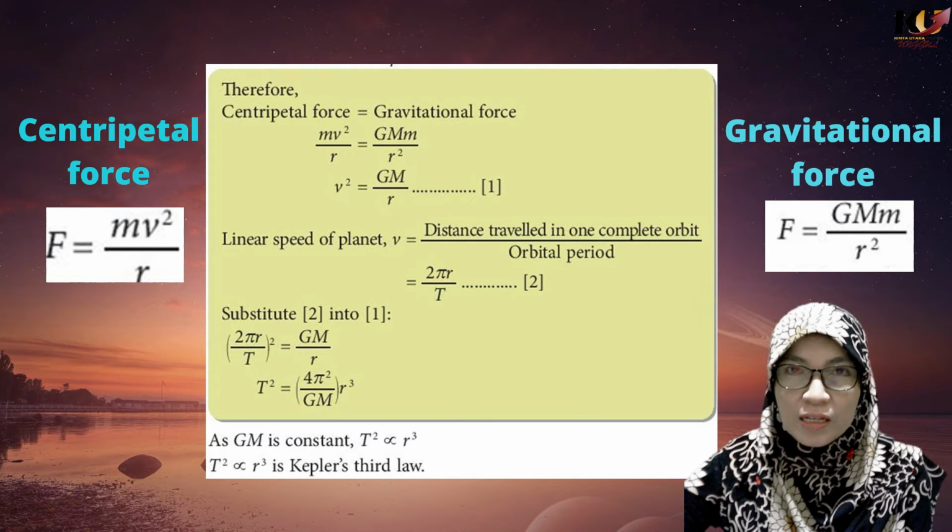The linear speed of the planet, v, equals the distance traveled in one complete orbit over the orbital period, that is 2 pi r over T, equation 2. Substitute 2 into 1: (2 pi r over T) square equal to GM over r, so T square equal to 4 pi square over GM times r cube. As GM is constant, T square is directly proportional to r cube, and T square directly proportional to r cube is Kepler's third law.